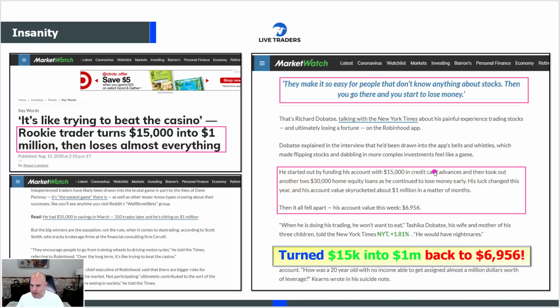15,000 in credit card advances, then took out another two. You heard me, two $30,000 home equity loans. So this person basically had $75,000 of money, right? Two $30,000 equity loans, and then $15,000 in credit card, and now they're down to $6,900. We have some fun with this stuff. We joke, we laugh. This is really serious stuff, guys.